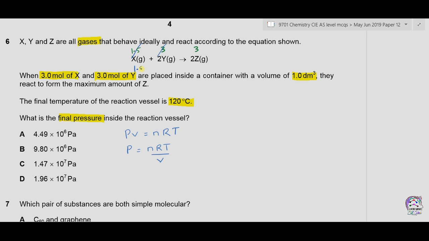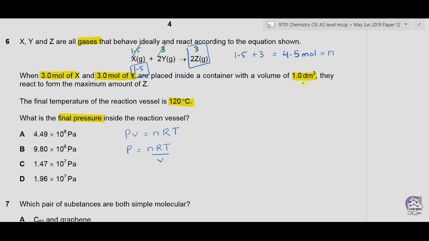Only 1.5 moles of X is left behind and 3 moles of product is also left behind after the chemical reaction. So in order to find the total number of moles left after the chemical reaction, we have 1.5 moles of X and 3 moles of Z. So therefore we have 4.5 moles in total. And this is shown by symbol n.